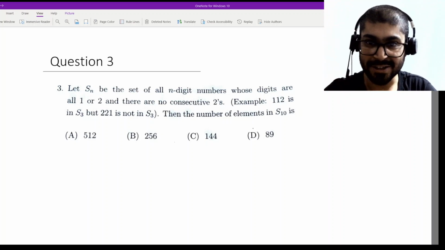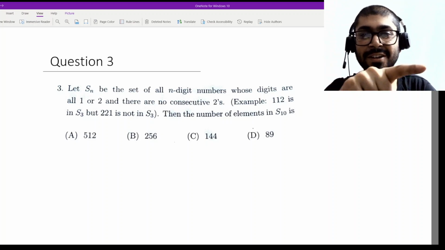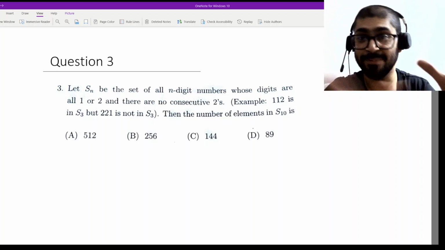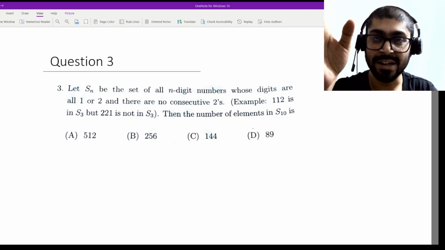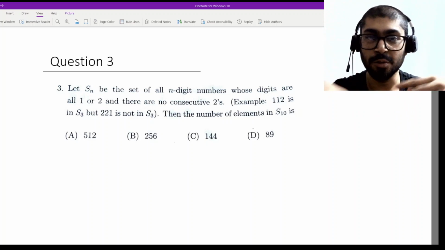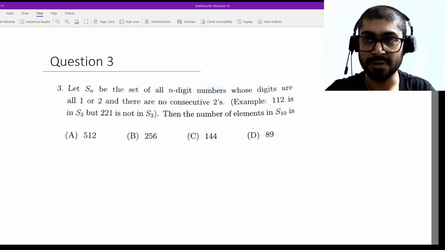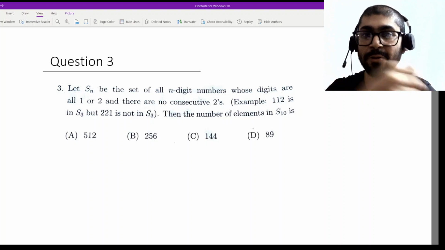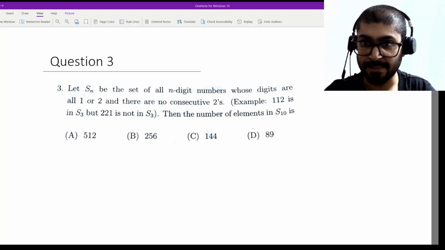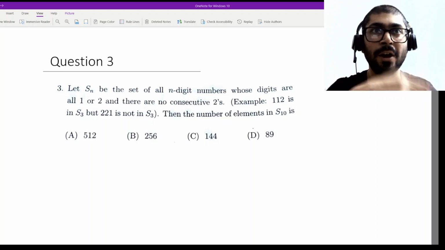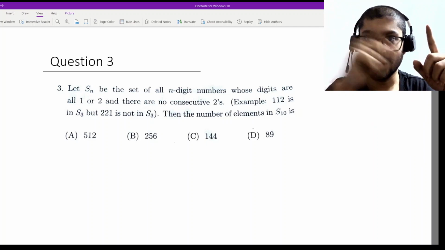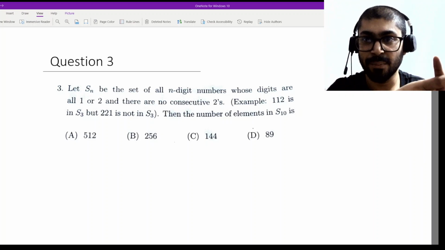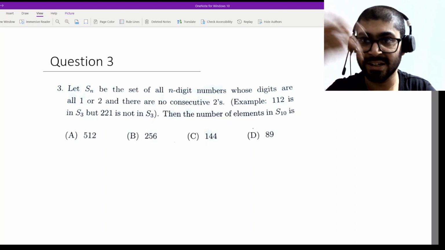So this is question 3, and the question looks a bit complicated. It says Sn is the set of all n-digit numbers whose digits are all 1 or 2 and there are no consecutive 2's. So 122 cannot be a 3-digit number, and 1122 cannot be a 4-digit number, and so on. For a single-digit number you would have only 1 or 2, so there is no scope for repetition.